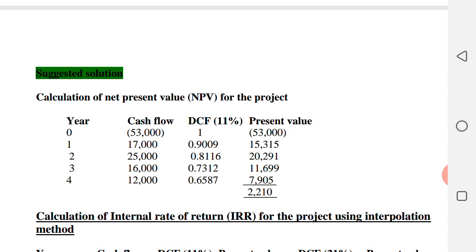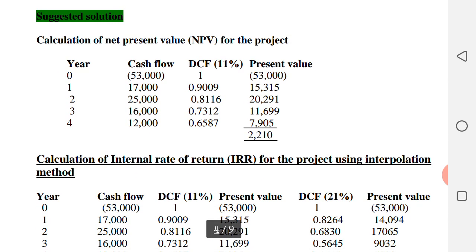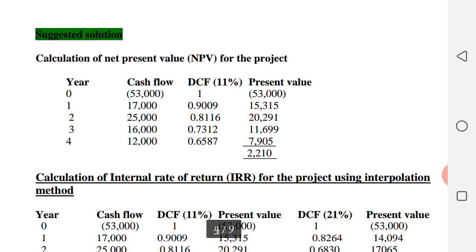So, the calculation of net present value for the project. In year 1, we would put the year. After the year, you put the cash flows. After the cash flow, you put the DCF. Then you put your present value.